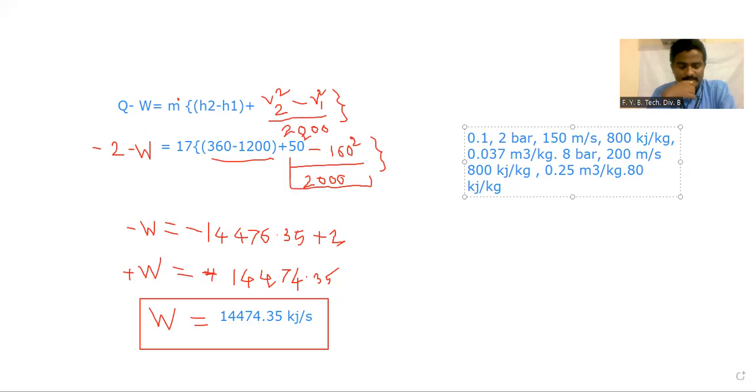Yes. Next, what is given next? Initial velocity V1 is given 150 meter per second.